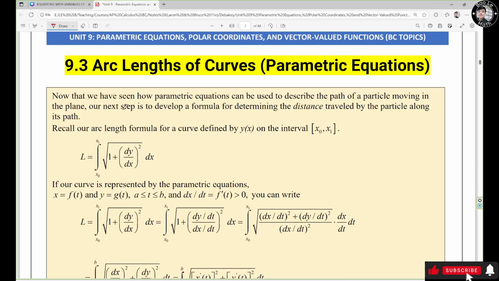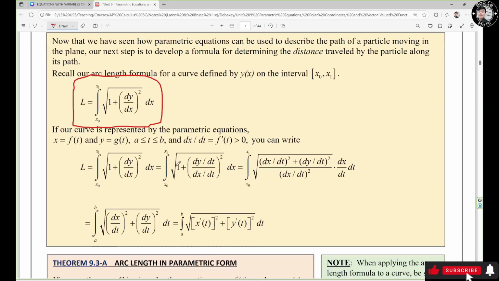Hello everyone, in this video we're going to explore topic 9.3, arc length of curves, parametric equations. Previously, we know that the arc length formula for a curve defined by y of x on the interval x0, x1 is given by the integral from x0 to x1 of the square root of 1 plus dy over dx squared dx.